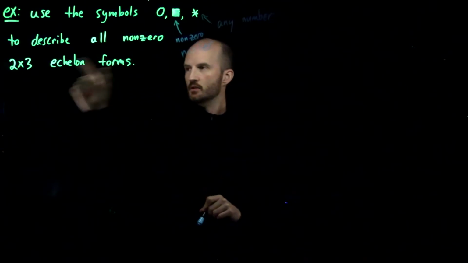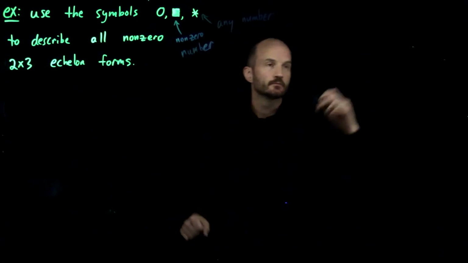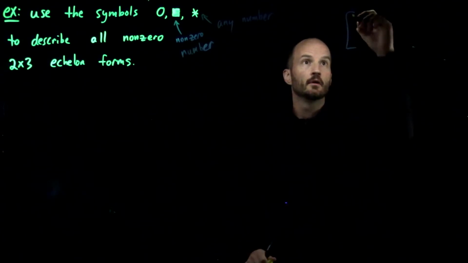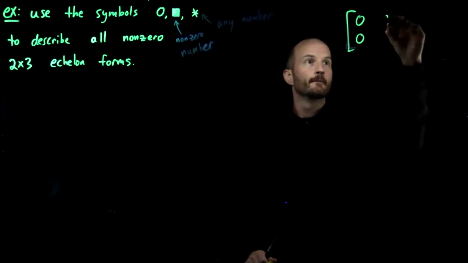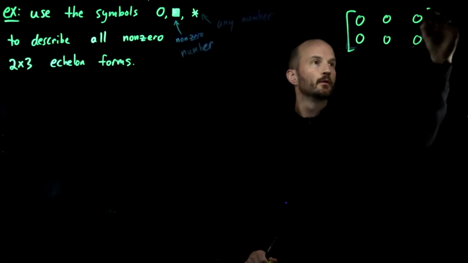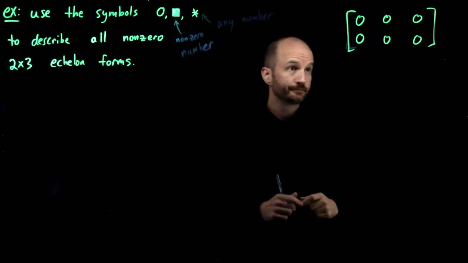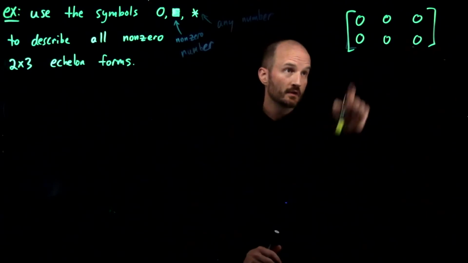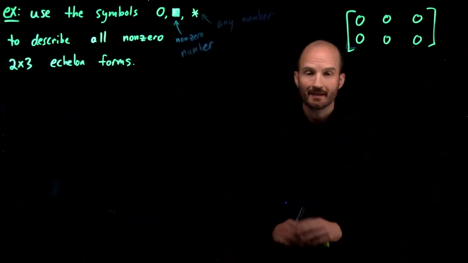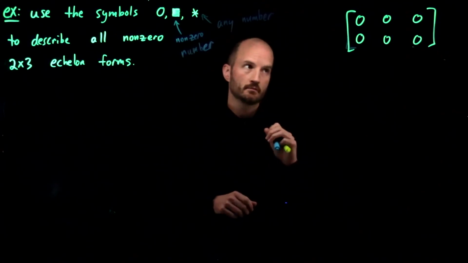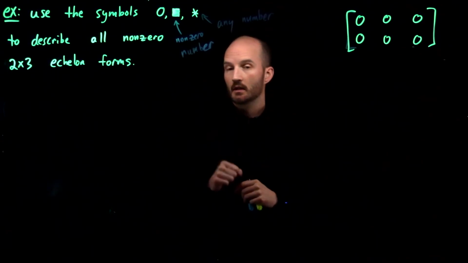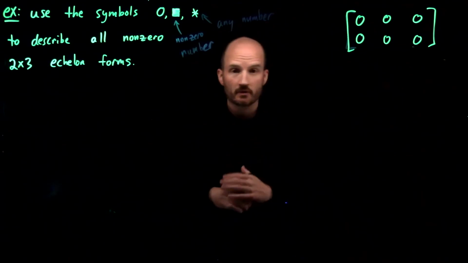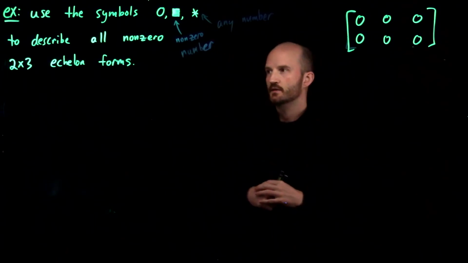Now, we're saying a non-zero 2 by 3. What do I mean by that? Well, the 0 2 by 3 is like this. So I would say that's the 0 matrix in the land of 2 by 3 matrices. So this is the 0 matrix, and any other 2 by 3 matrix is what's called a non-zero 2 by 3 matrix. Okay, so there's only one 0 matrix, and everything else is called a non-zero matrix.